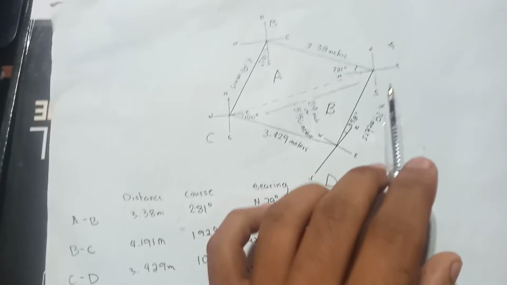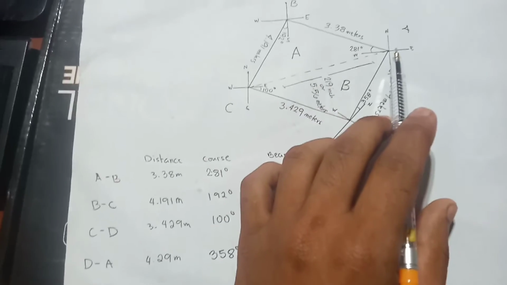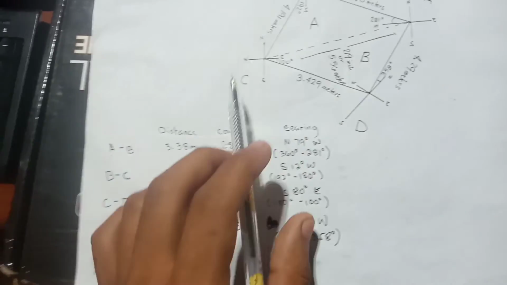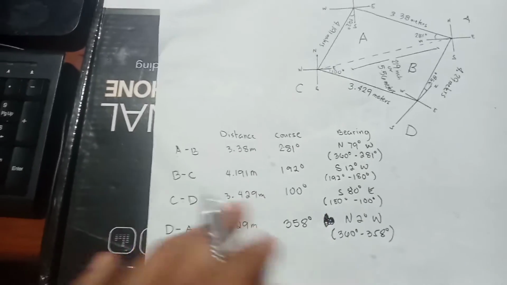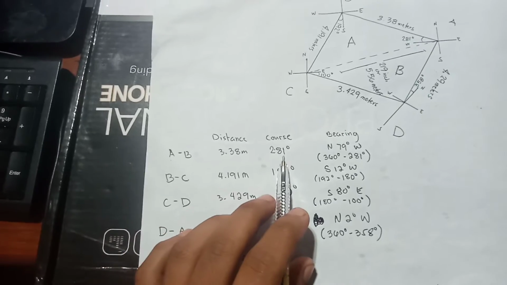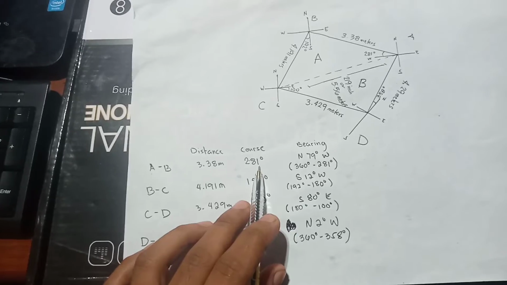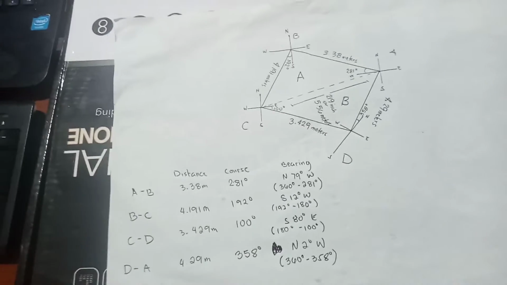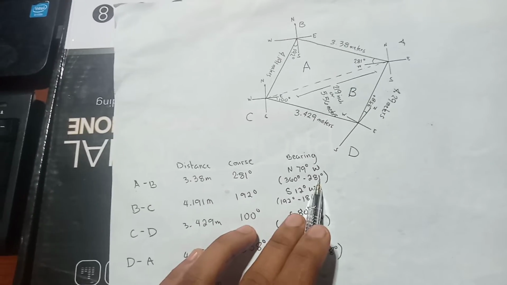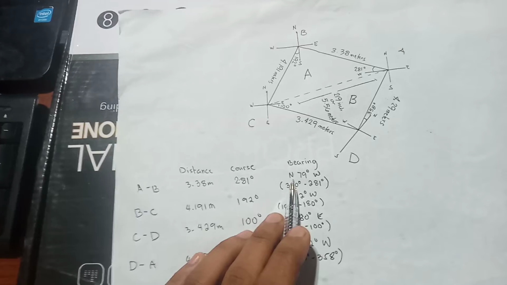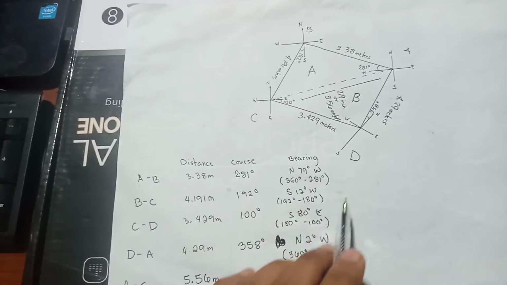And to create a triangle, we have to put a line from A to C, which is 5.56 meters. So here A to B is 3.38 meters, course of 281 degrees. Because it is in the fourth quadrant, I subtracted 281 from 360 degrees, coming up with the bearing of 79 degrees north of west.